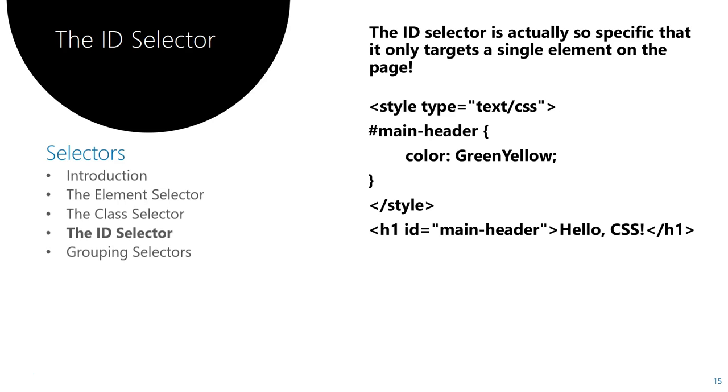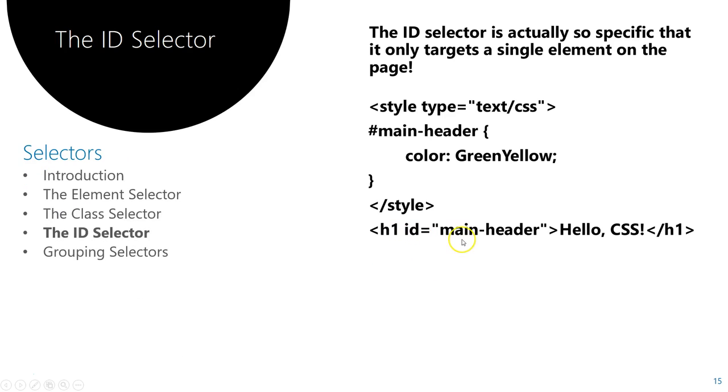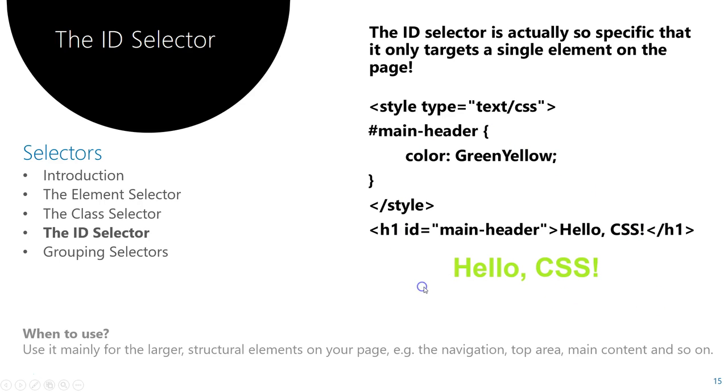Right, so then we come to the ID selector. ID is again similar to class, but it will only target a single element of a page and starts with a hash. For example, #main-header with green and yellow, and it will be h1 id="main-header" Hello CSS. So only one element in the whole page.